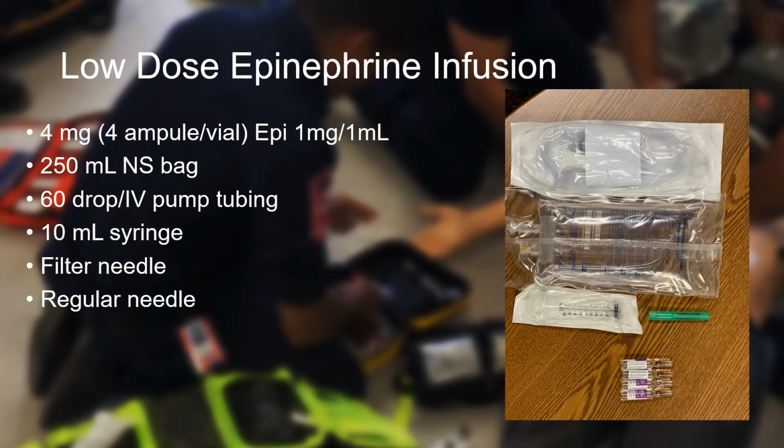In order to create low-dose epinephrine infusion for cardiac arrest per OMD protocols, you will need the following: 4 milligrams, 4 ampules of epi 1 milligram per 1 ml. This could be, again, in the ampule or vial form. A 250 ml normal saline bag, a 60-drop IV tubing, a 10 ml syringe, a filtered needle, and a regular needle.